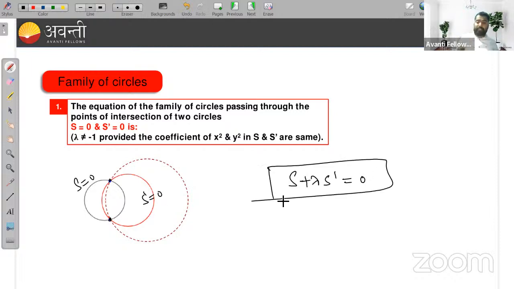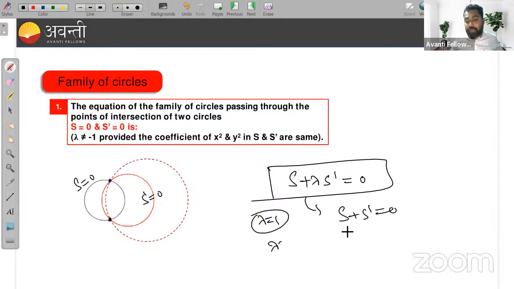When you change the values of lambda, you will get another new circle passing through these 2 points. Suppose here I'm taking lambda equal to 1. Then for lambda equal to 1, this equation becomes S plus S dash is equal to 0. It's a new circle passing through those 2 points.